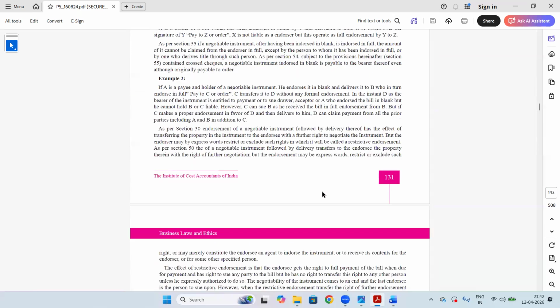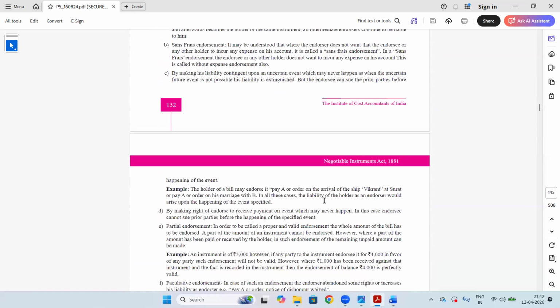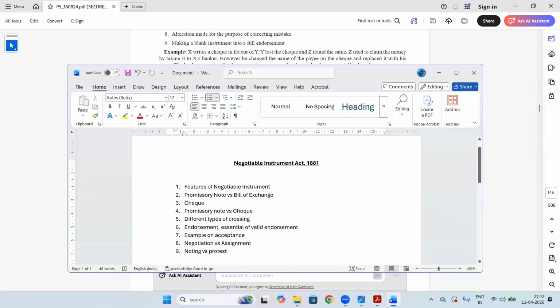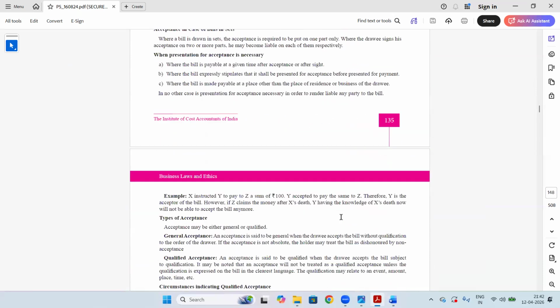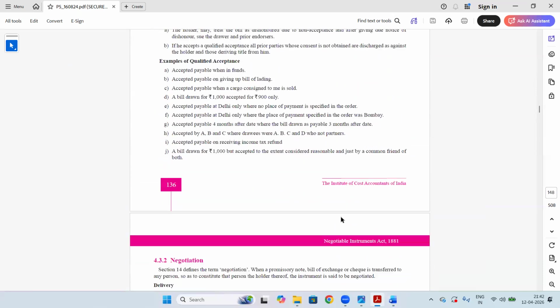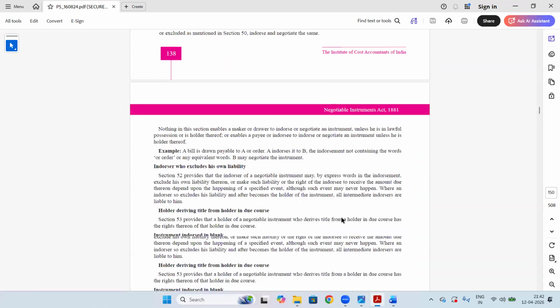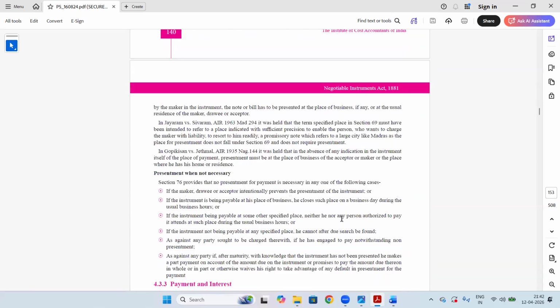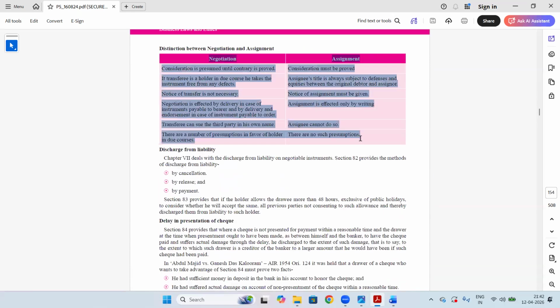The concept of endorsement, you should be very well aware of. An example you can go through wherein a question can come. All this area can be covered with a simple comparison. Here you are going through all negotiation. There is assignment coming. So this one table will cover all the topics which we have covered earlier. This many pages has covered.